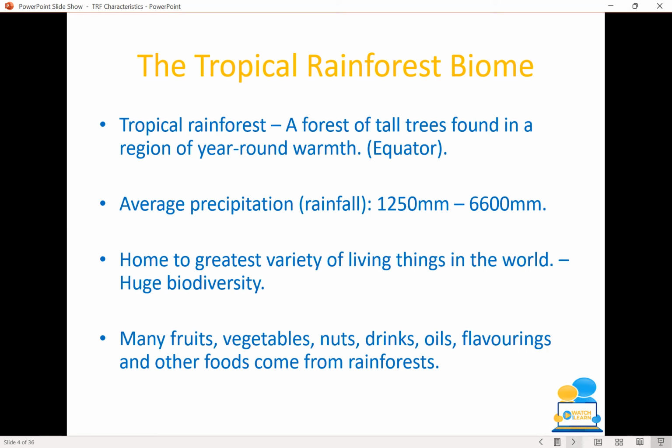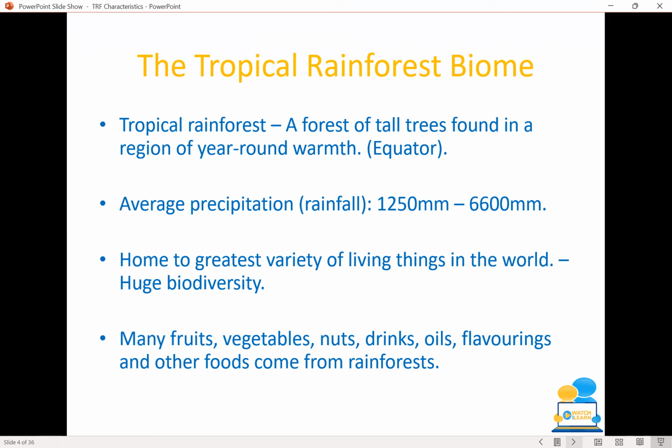The fact that it is located so close to the equator is why we find this particular biome in these areas. We saw on the map previously that we found it in South America, parts of Africa, and Southeast Asia, and that's where the equator runs. That's where you're going to find this really intense heat from the sun.